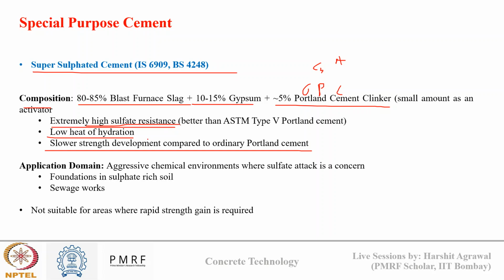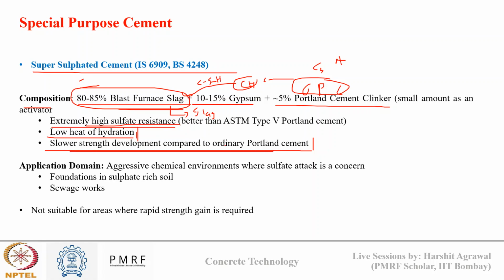Now, the other two properties, low rate of hydration and low strength gain, are because it has a high proportion of slag. And you will see later on in the next few classes that slag has low strength gain over time. It requires OPC to release calcium hydroxide, and it reacts with that calcium hydroxide to form CSH. Okay, so it has slow strength gain over time. So that's why it has low heat of hydration and slower strength gain compared to normal Portland cement.